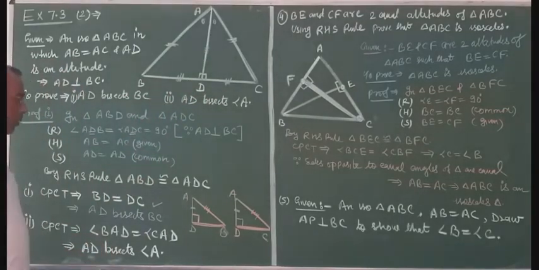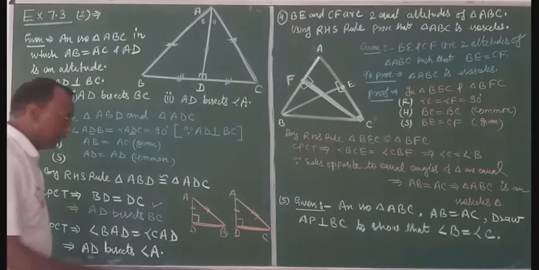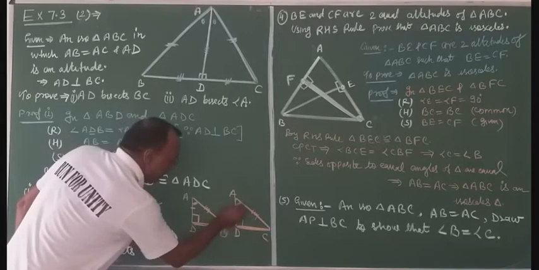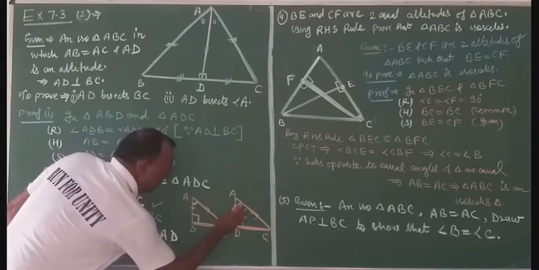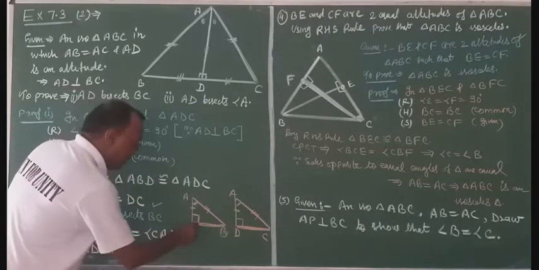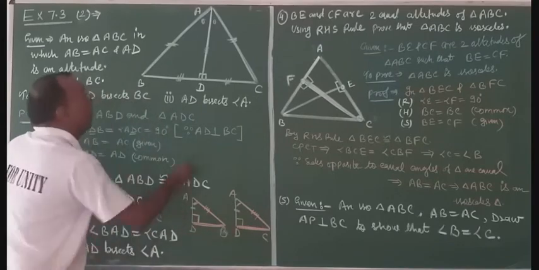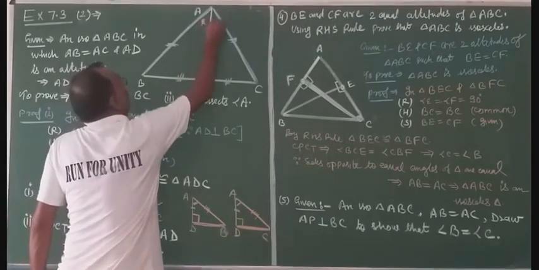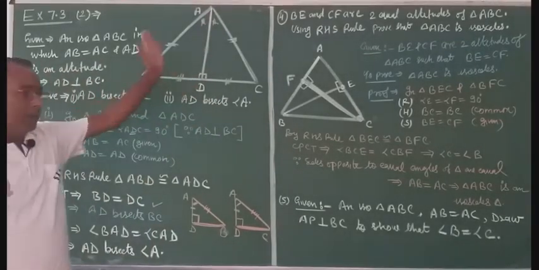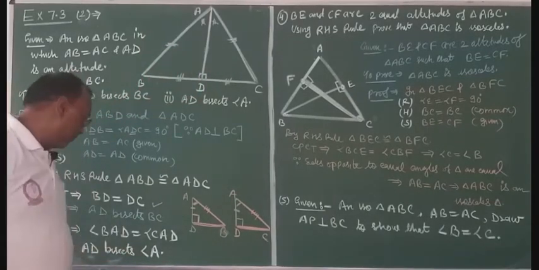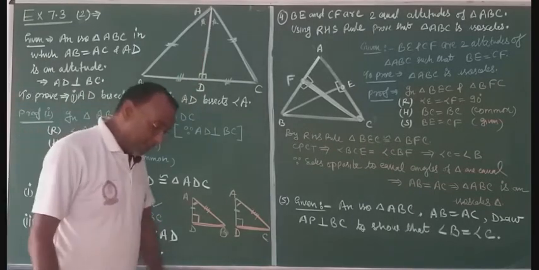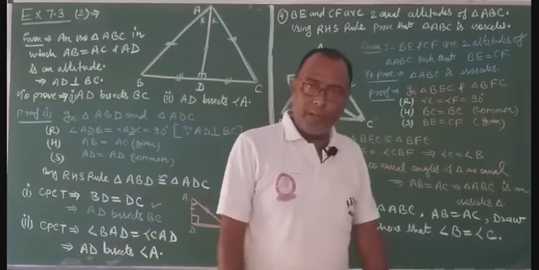Again, just look at the angle BAD. This is the angle BAD. Yes or no? BAD will be equal to what? CAD or not? Just look at the corresponding parts. CPCT means corresponding parts of congruent triangles. This BAD will be CAD. Again, these 2 angles are equal, and this line segment AD is responsible for that. It means AD bisects angle A. Is it okay?